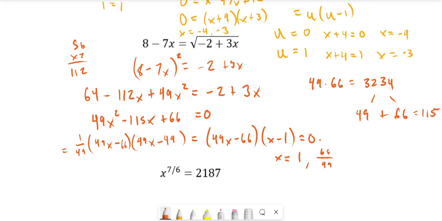Let's check out both of these. 8 minus 7 times 1 is equal to 1. Is this equal to the square root of negative 2 plus 3 times 1? It sure is, because 1 is equal to the square root of 1. So this is an answer.